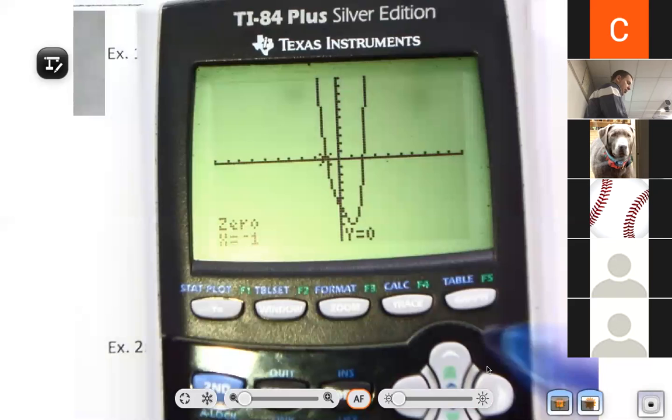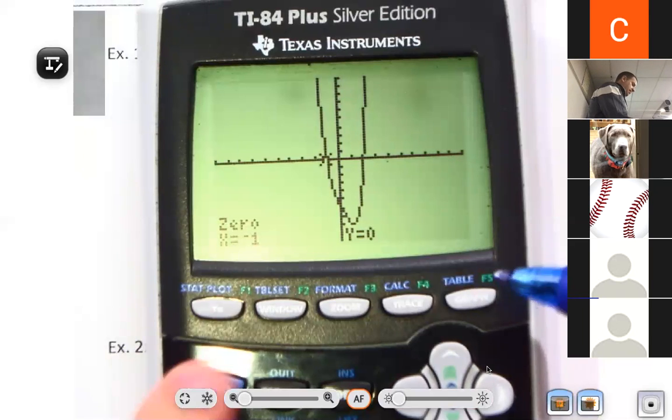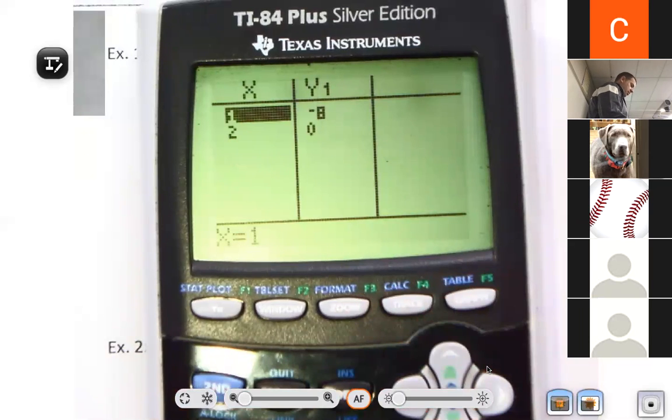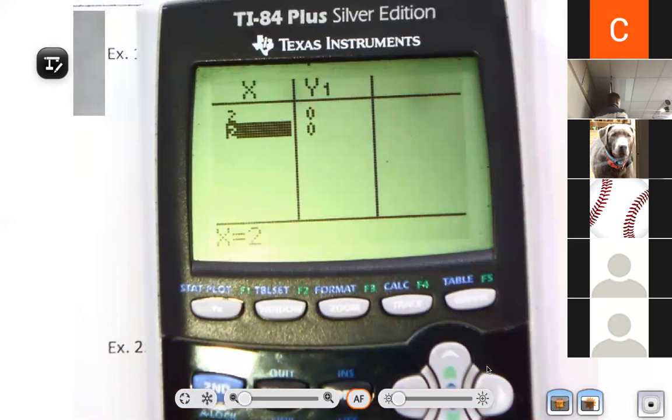You could go to your table right here above graph. If you put in 2 and the y value is 0, then that is your x-intercept. So if you're almost positive it's that, you can just go in your table and check. Like I said, sometimes it's not going to be crossing at whole numbers and you're not exactly sure, so it's important to know how to use that calculate feature.